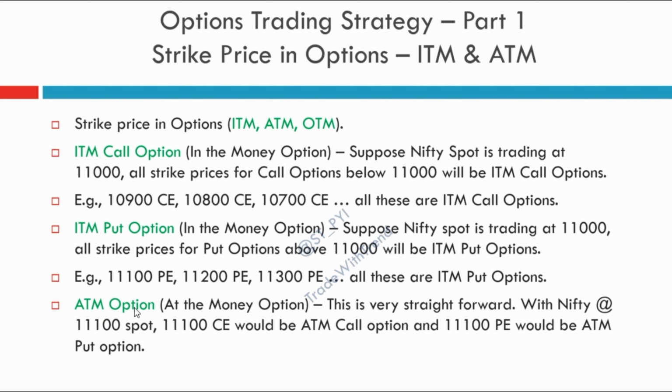Now, what are at the money options? At the money option is fairly straightforward. Let's say Nifty is trading at 11,100 spot. So the 11,100 call option and the 11,100 put option would be the at the money call and at the money put option. So this is extremely straightforward.